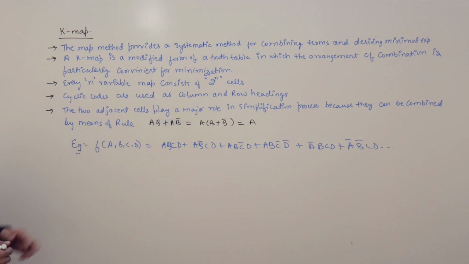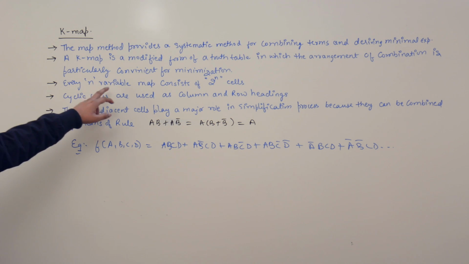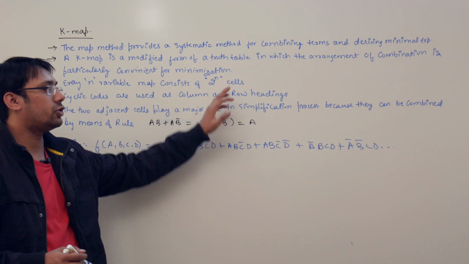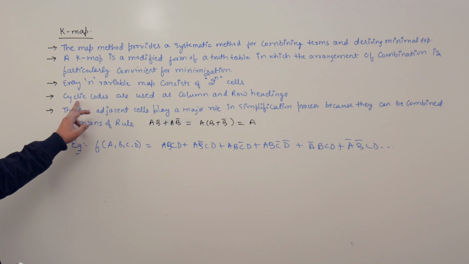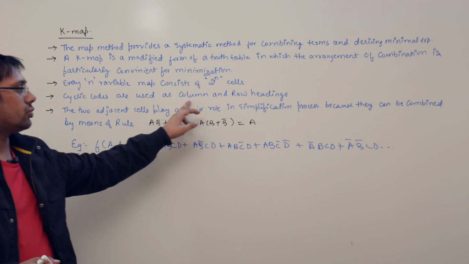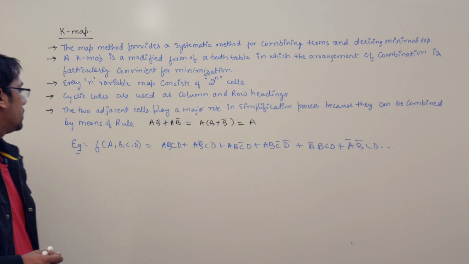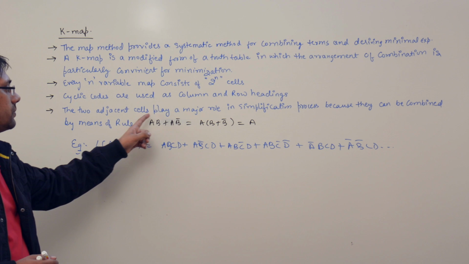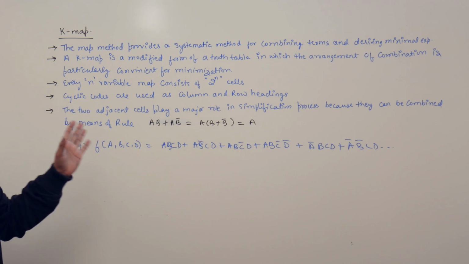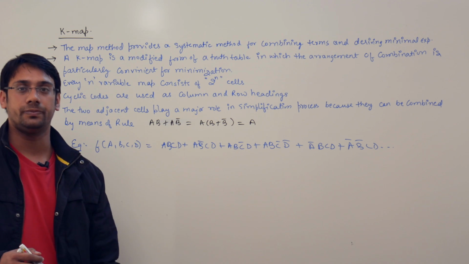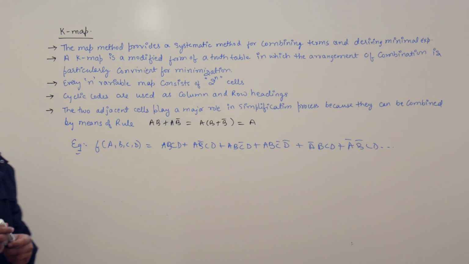First of all, let us read it. Third, every n variable map consists of 2 raised to power n cells. Fourth, K-maps use cyclic code as row and column headings. Fifth, 2 adjacent cells play a major role in simplification because they can be combined by means of this particular rule. Let me tell you a very simple example here.